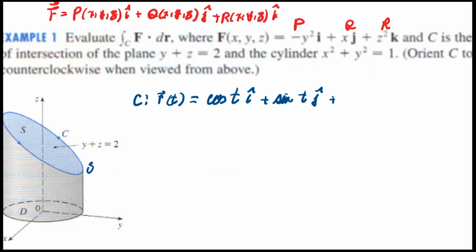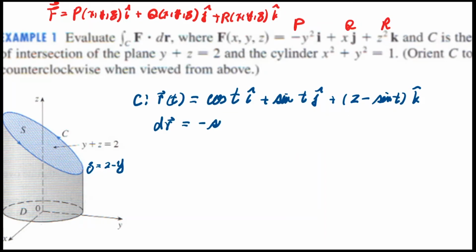See here, z is equal to 2 minus y, that's the key. So 2 minus y, of course, this is your y. You get it? That's our vector function. You with me? Then we're going to need dr. dr, of course, is a derivative of this.